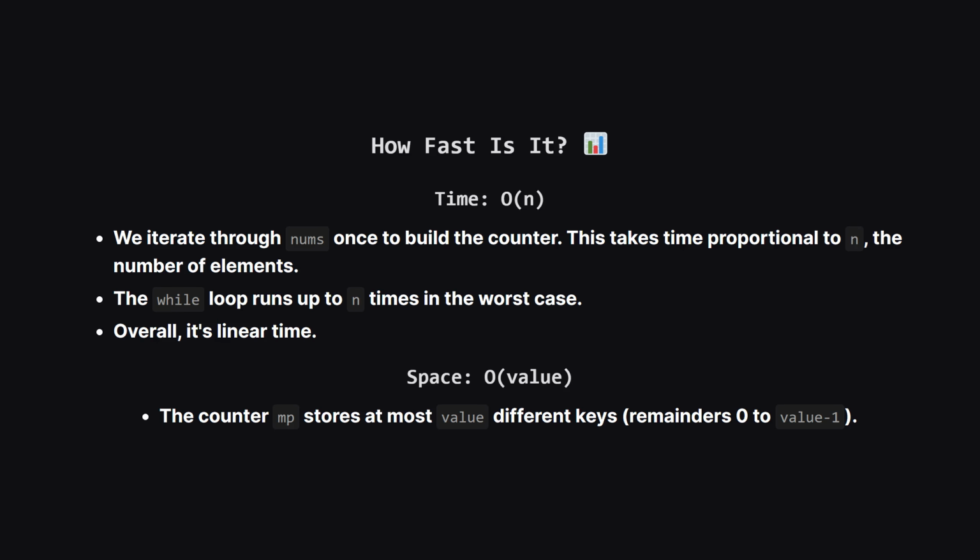So how efficient is this? For time complexity, we go through the list once to build our map, which is big O of n, where n is the number of items in the list. Then, the while loop runs. In the worst-case scenario, we could use every single number, so the loop could also run about n times. This gives us a total time complexity of big O of n. For space, our map stores the counts for each possible remainder. Since there are value possible remainders, from 0 up to value - 1, the space complexity is big O of value.